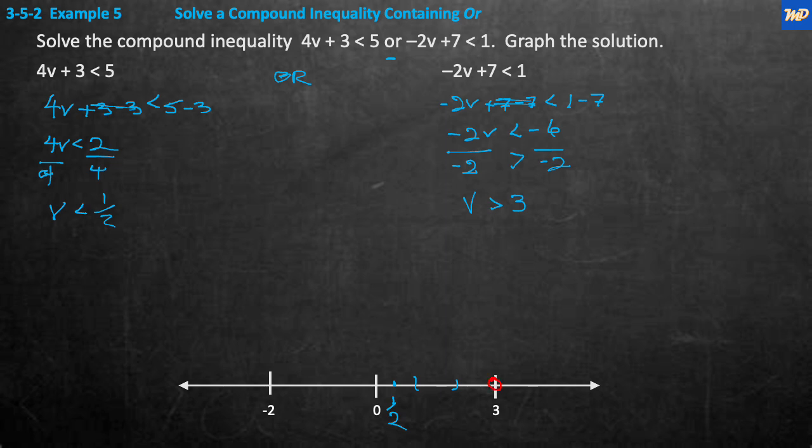Okay. And at the 1/2, which is right here, v is less than 1/2, so there's a circle on this one. Circles on both. And since v is less than 1/2, v is going to go this way, all numbers to the left forever to negative infinity. And v is greater than 3, so it's going to be greater than 3 to positive infinity. Okay.